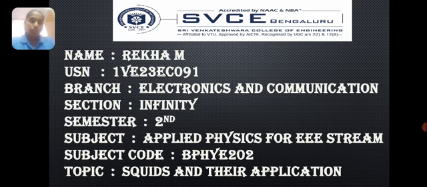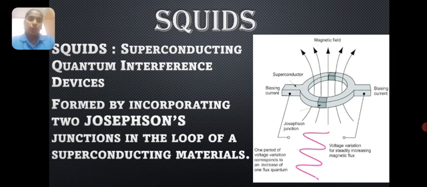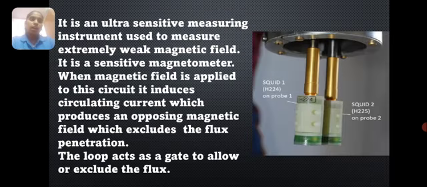Here I am going to explain the topic of SQUIDs and their applications. SQUID means superconducting quantum interference device, formed by incorporating two Josephson junctions in a loop of superconducting material. It is an ultrasensitive measuring instrument used to measure extremely weak magnetic fields. It is a sensitive magnetometer.